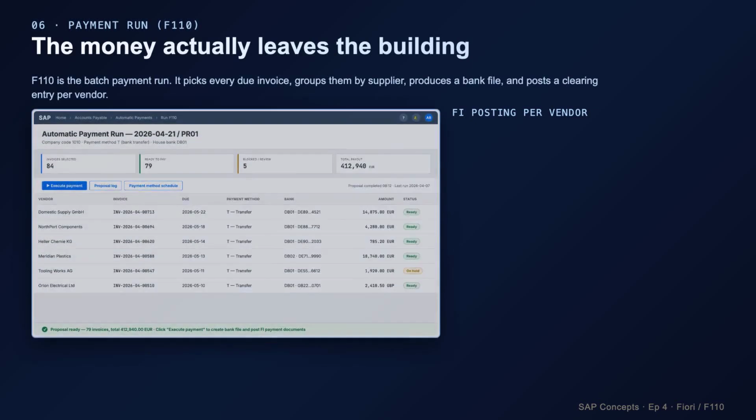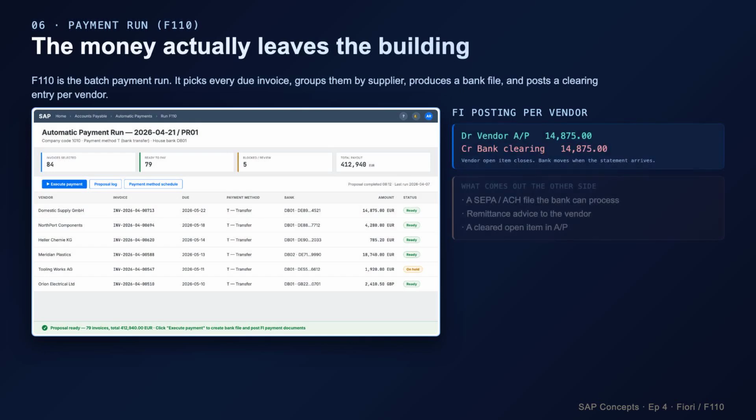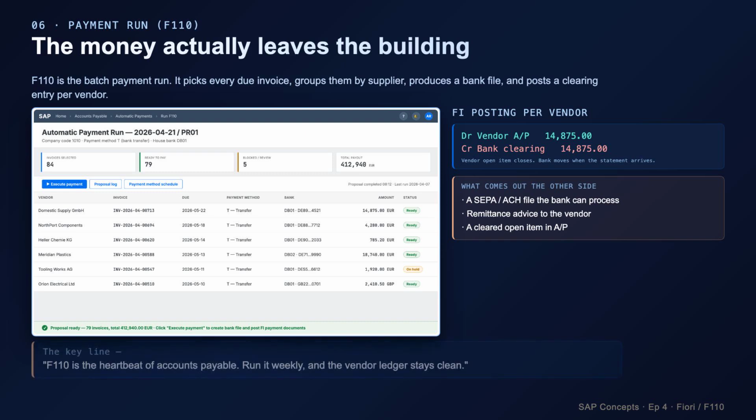Step 4. The payment run. F110, the automatic payment program, is the heartbeat of accounts payable. It picks every invoice that is due, groups them by supplier and bank, and produces a single payment file for each.